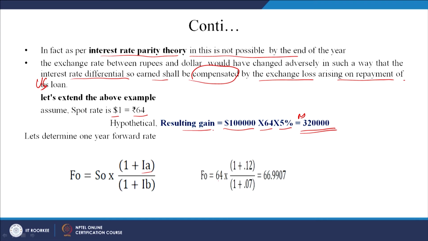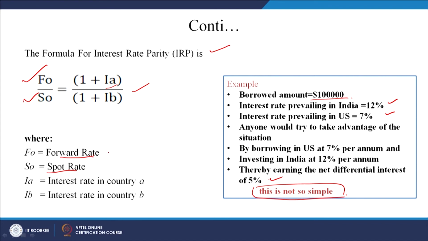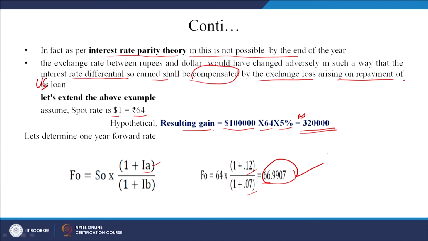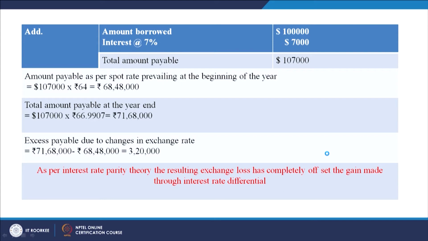So, how much is it becoming? 64 into 1 plus the interest rate in India, 0.12, divided by 1.07. Now the forward rate becomes 66.9907. Let us take this in totality. The amount borrowed is this much, interest paid is $7,000, obviously 7% in the US market. So, the total amount payable is this much at the end of the year.